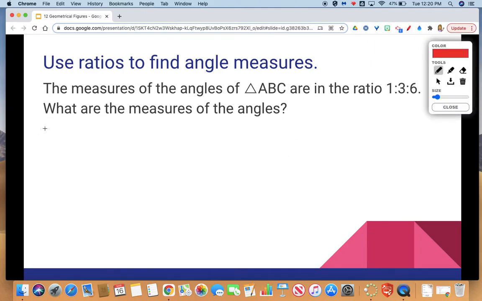Just like our last example, set each of those numbers up next to the letter x. Remember that 1x is the same thing as x. And then all triangles will have total angle measurements of 180, so we always set that equal to 180. We add our x's together. 1x plus 3x plus 6x gives us 10x. And now we solve for x by dividing both sides by 10.